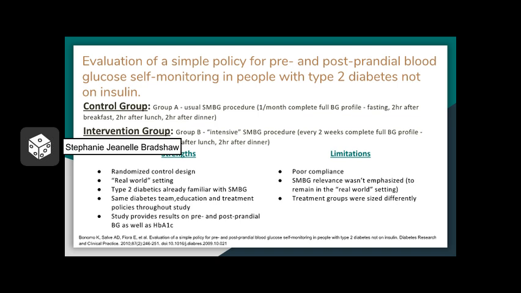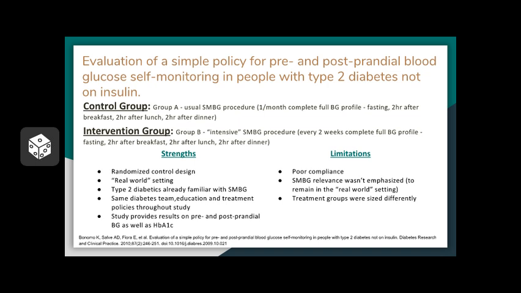So we had two treatment groups, the control, which was group A, and they were using the usual SMBG procedure, which was doing one time a month complete full blood glucose profile. So they did a one time a month, they checked their blood sugar for fasting, 2 hours after breakfast, 2 hours after lunch, and 2 hours after dinner in one day.